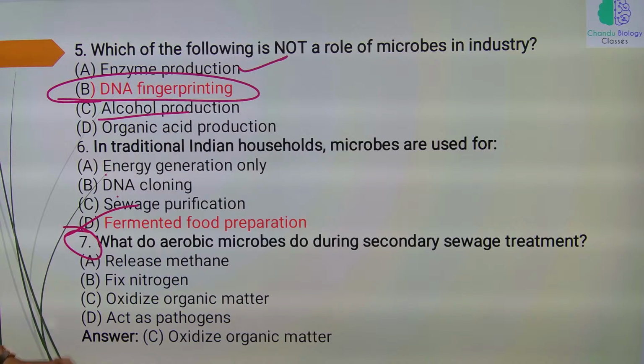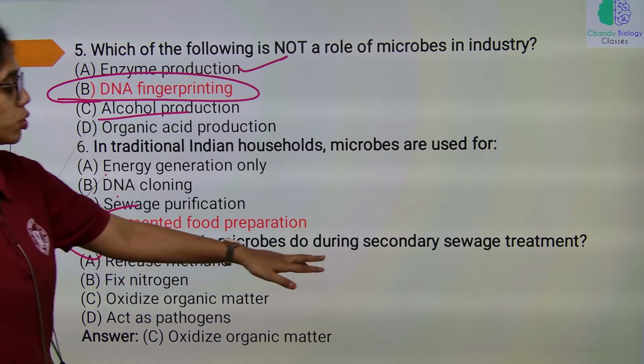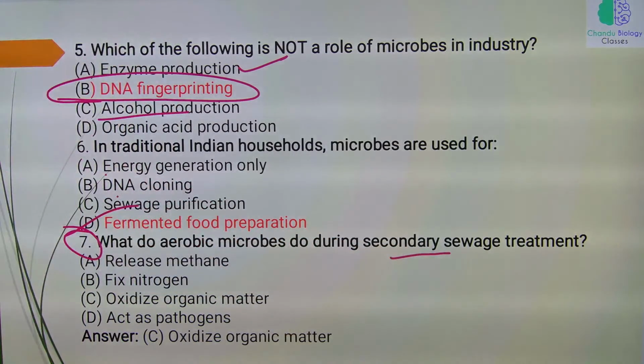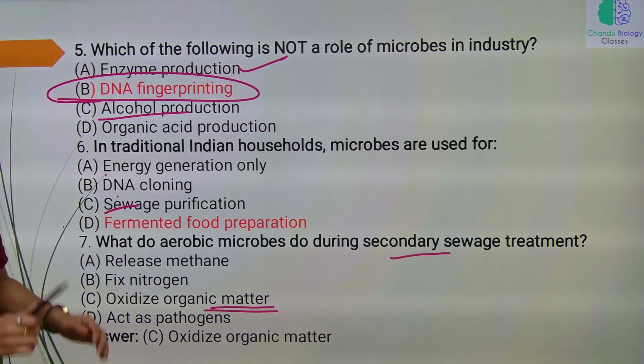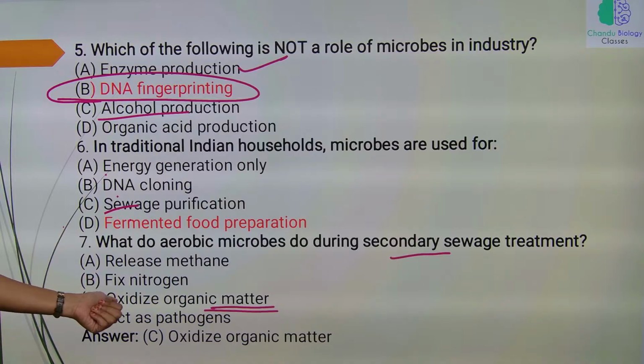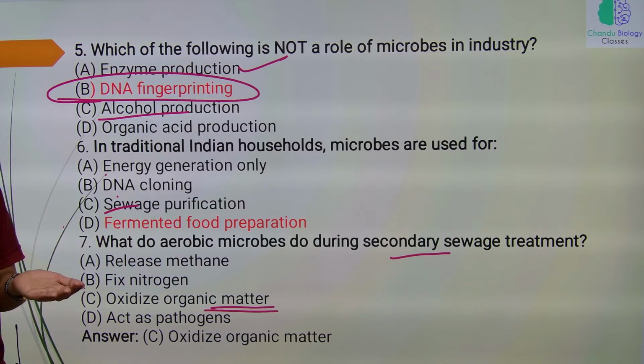Next, what do aerobic microbes do during secondary sewage treatment? They will oxidize the organic matter. After the usage of aerobic microbes, anaerobic microbes will act on the last sewage material in the secondary treatment, where the organic matter will be oxidized and the level of BOD, biological oxygen demand, will be decreased.